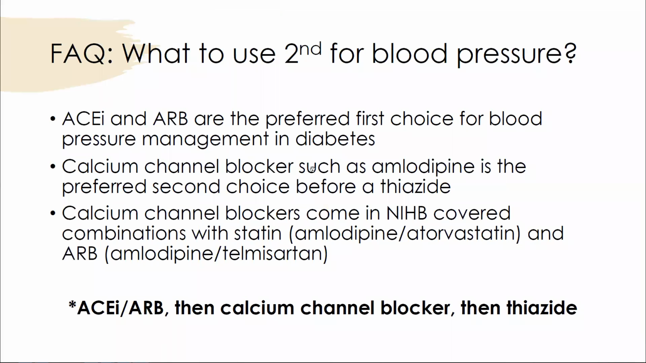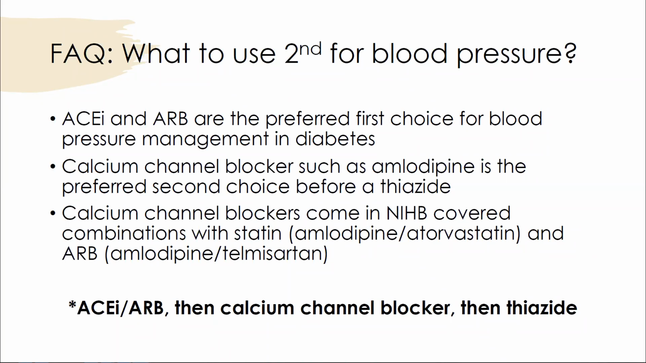Question I get asked a lot: what should we use second for high blood pressure and diabetes? In a lot of patients, we don't actually have a preference, but in people with diabetes, we do have data to show what should go second. So first is the ACE inhibitor or the ARB. Second is a calcium channel blocker. There is some data to show that calcium channel blockers are actually better than thiazides. We use thiazides a lot because they come in combinations with ACE inhibitors.